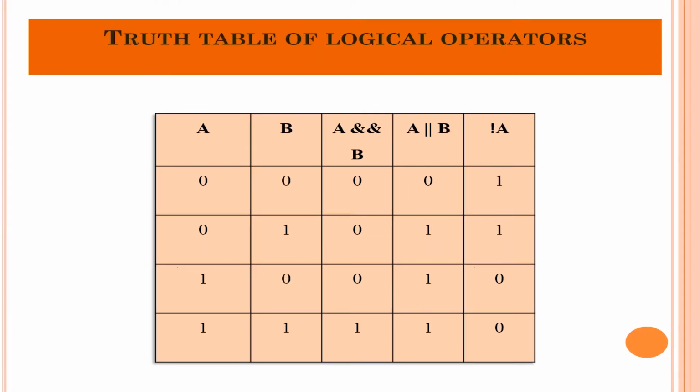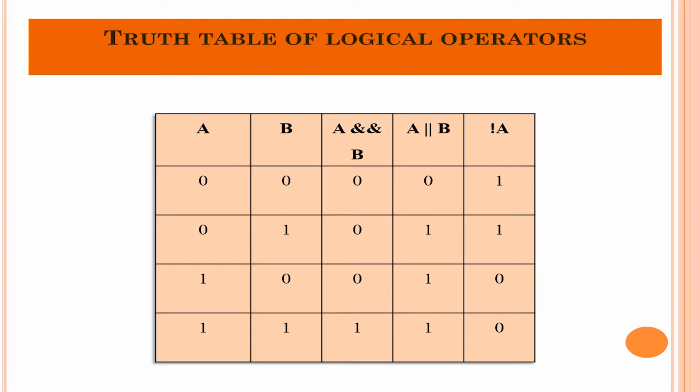If A is equal to 0 and B is equal to 0, then A AND B will be 0 because 0 multiplied by 0 is equal to 0, since AND means multiplication. If A is equal to 0 and B is equal to 0, then A OR B will be 0 because 0 added to 0 is equal to 0, since OR means addition. If A is equal to 0, then NOT A will be 1 because the complement of 0 is 1 and NOT means complement, and so on.